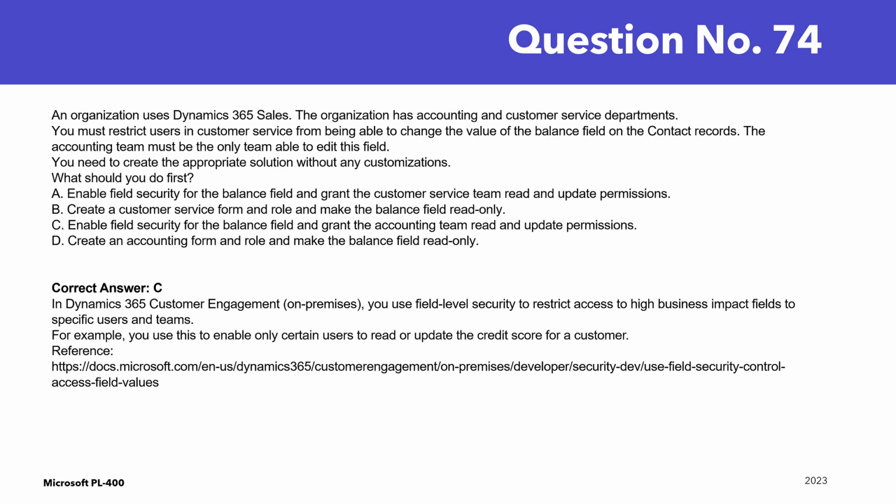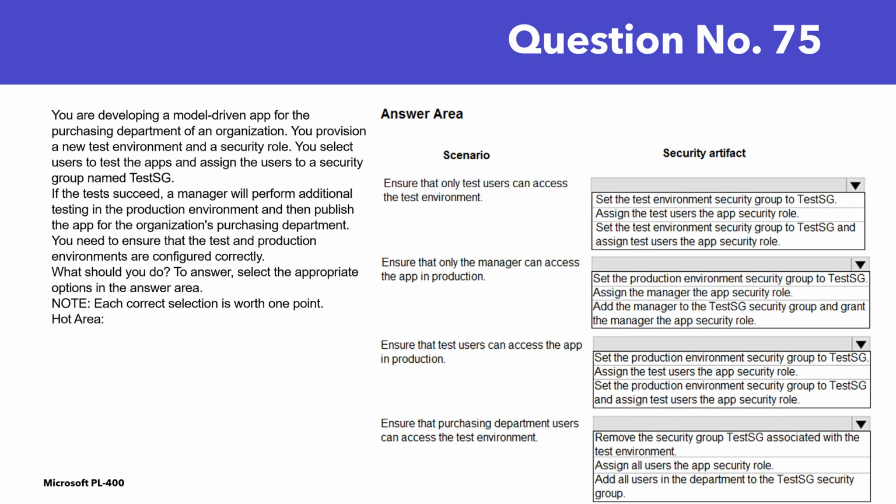A. Enable field security for the balance field and grant the customer service team read and update permissions. B. Create a customer service form and role and make the balance field read-only. C. Enable field security for the balance field and grant the accounting team read and update permissions. D. Create an accounting form and role and make the balance field read-only. Correct answer, C.